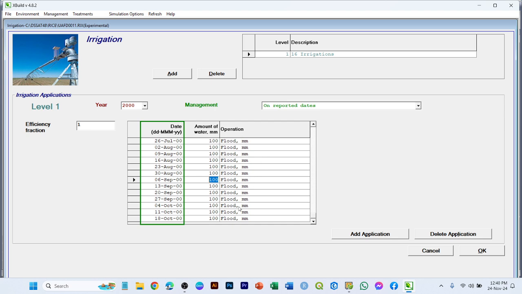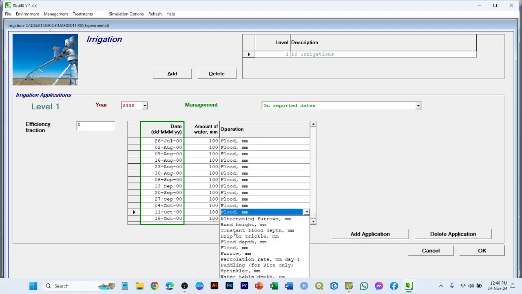Right? Sprinkler, water table depth, all types of options are there. It depends on your experiments. Clear? Means they have applied almost more than 10 irrigations along days. Keep in mind all the operations or management that you are going to apply with your experiments. You have to write down the amount of irrigation plus the date of the operation or the execution that you have done with your experiment.